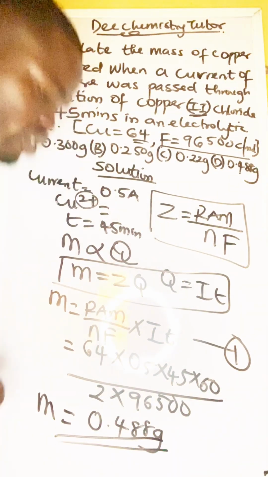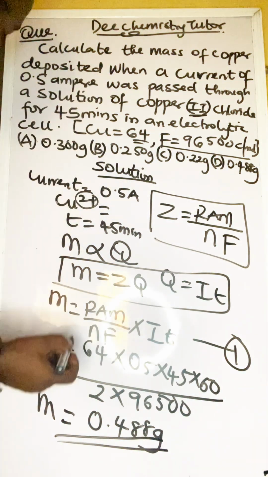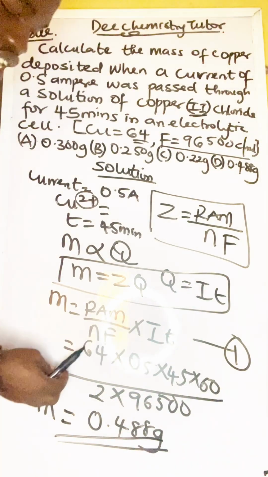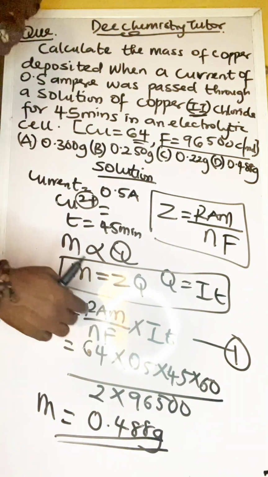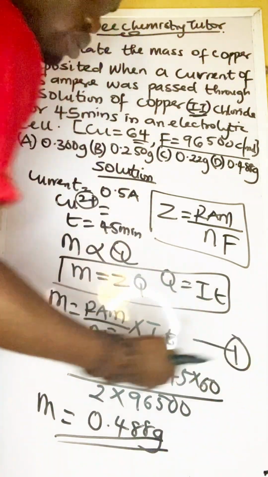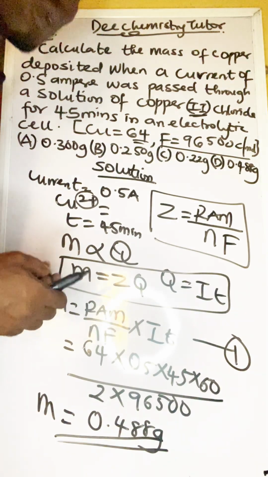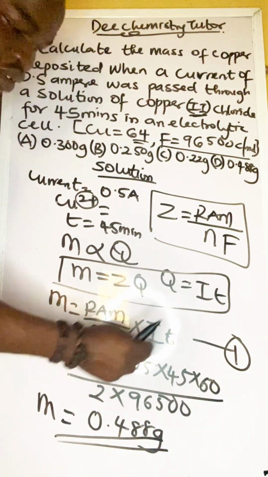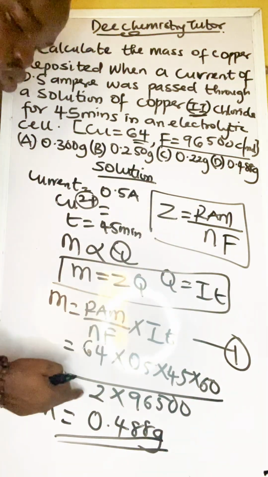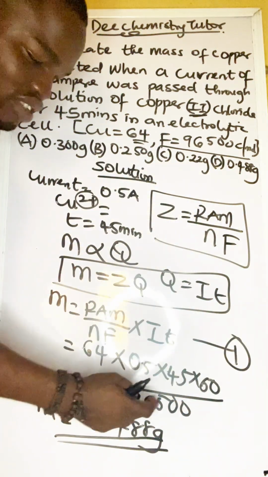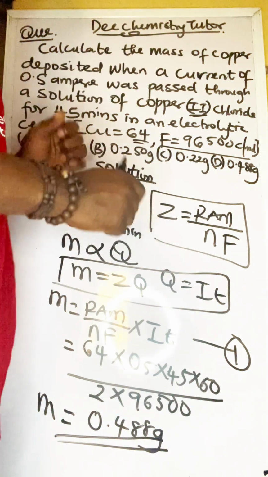Now, I know some of you don't know how to multiply this in the exam. So this is what you do. You don't have the time in the exam, so what you want to do is 64 times 0.5 times 45 times 60, equals, you now press equals, then divide by 2, equals, then divide by 96,500 coulombs. So you get 0.488 gram to be the mass that is deposited.